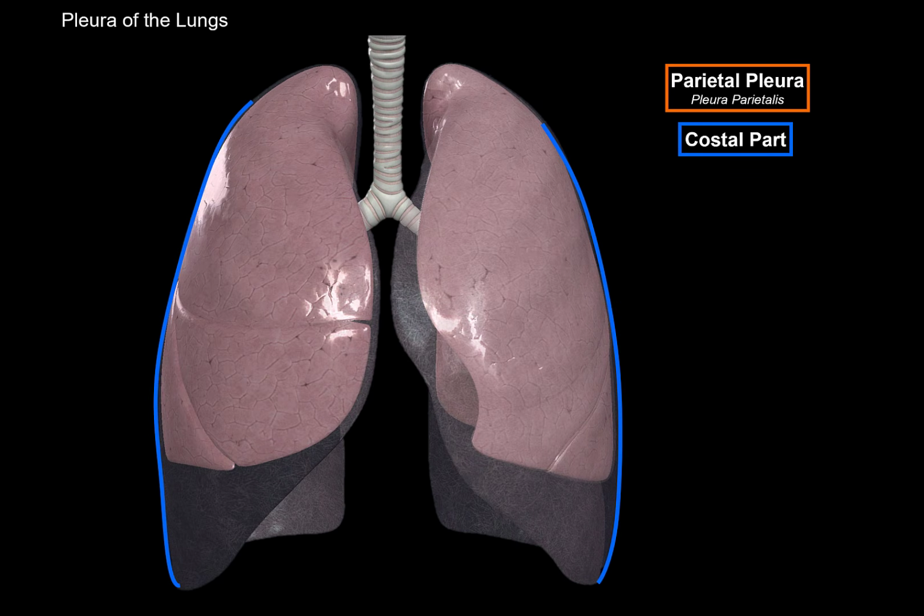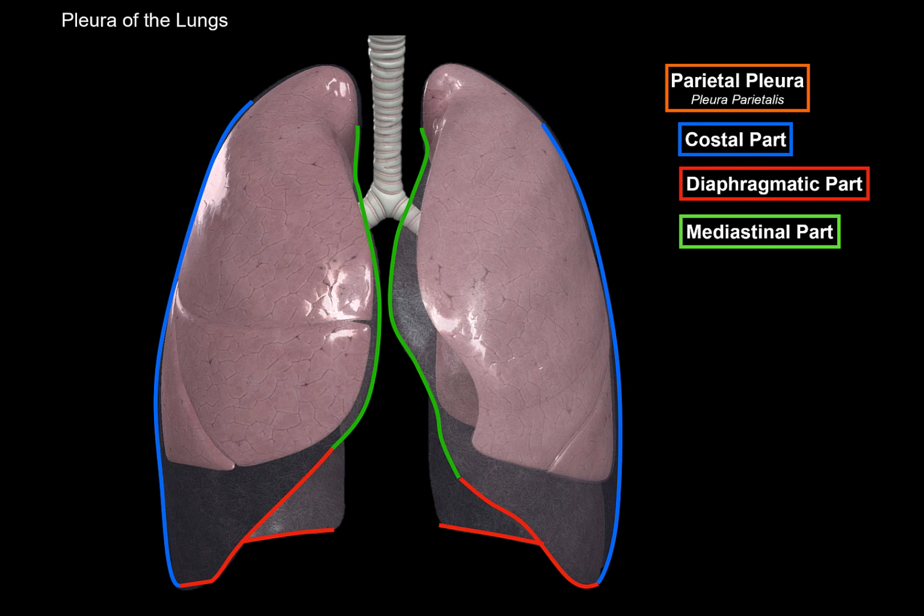We have the costal part, which is in contact with the ribs. There's the diaphragmatic part towards the diaphragm. There's the mediastinal part towards the mediastinum. And then there's the pleural cupola, which is where the parietal pleura covers the apex of the lungs.